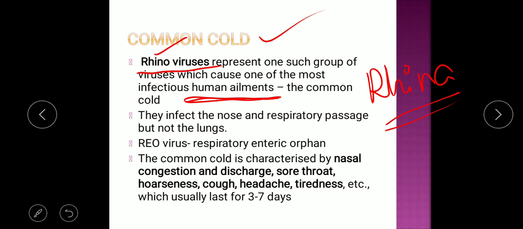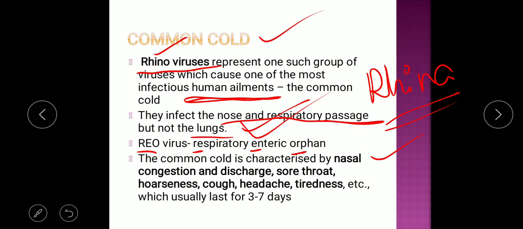So the common cold: they infect the nose and the respiratory passage but not the lungs. This is important: it will not affect the lungs, it affects the nose and the respiratory passage up to the trachea, you can say, up to the bronchi and bronchioles. Then reoviruses: REO stands for Respiratory, Enteric, and Orphan. So these wander here and there like an orphan in between the respiratory system and our alimentary canal.